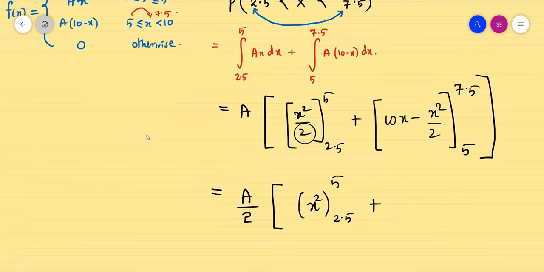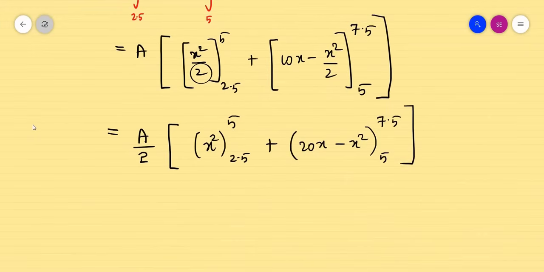Here we have to take LCM. If you take LCM, 20x minus x square from 5 to 7.5. Okay, then 2 is commonly outside. So these things you have to do by calculator, guys. So a is 1 by 25. So 2 into 25, 5 square 25 minus 2.5 whole square.